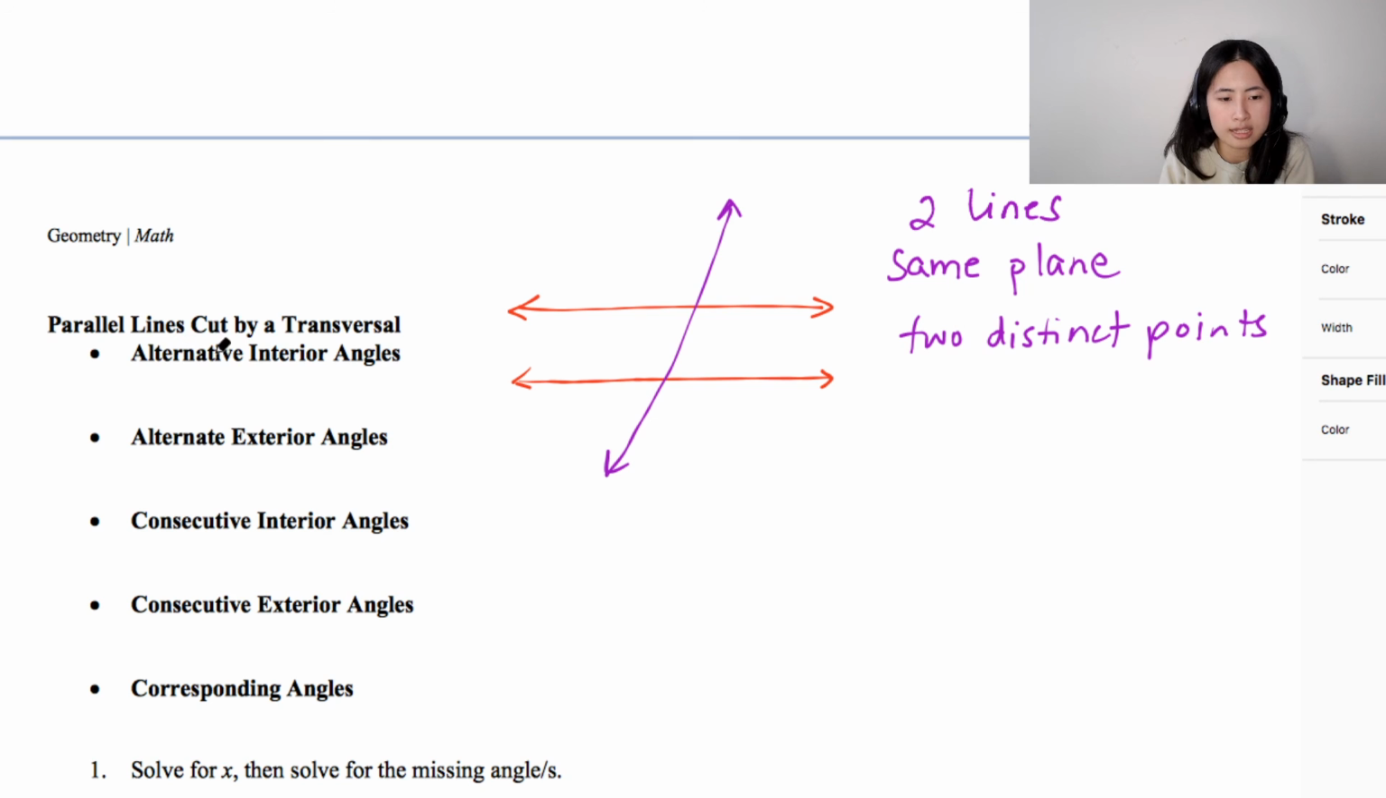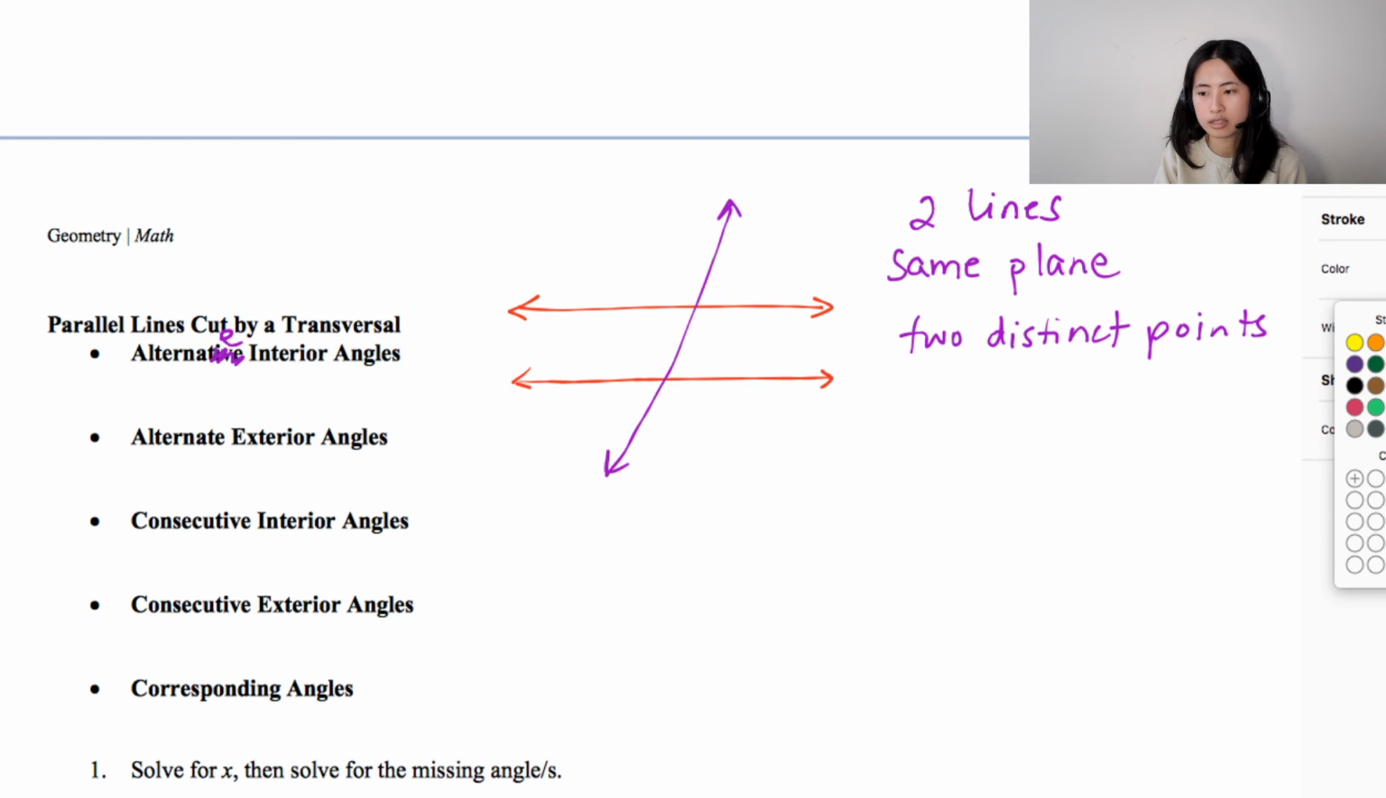And then again, this is supposed to be alternate interior angles, and we have alternate exterior angles. Okay, so maybe we can cut this based on alternate and consecutive. So if I'm looking at alternate angles, let's say I'm looking at alternate interior angles and alternate exterior angles. So what does it mean when something is interior and exterior?